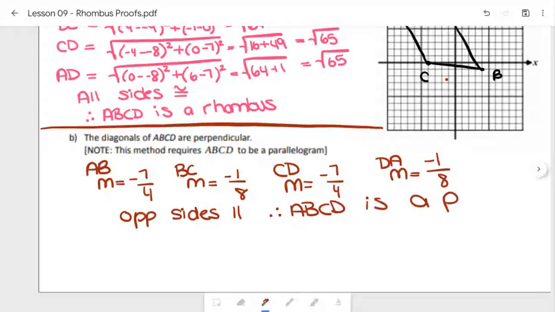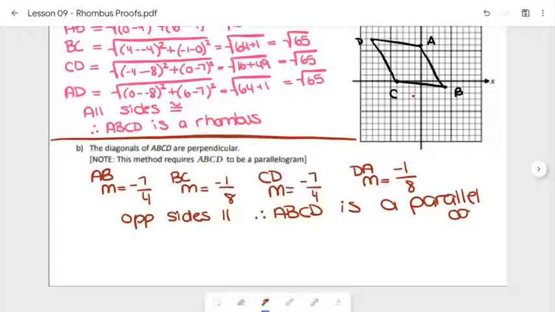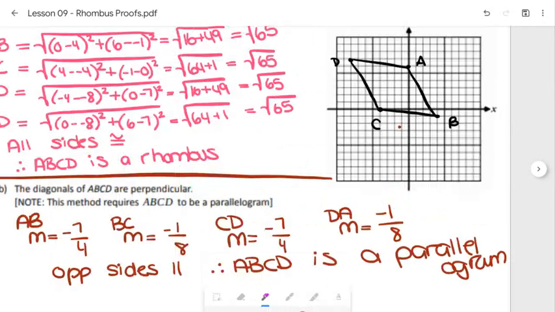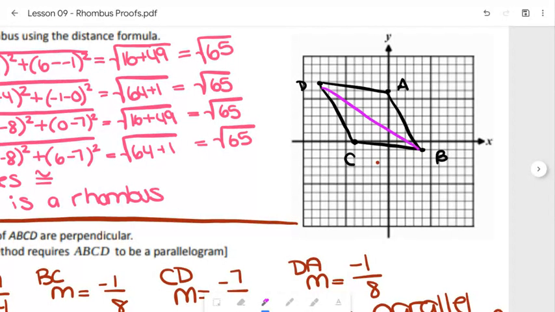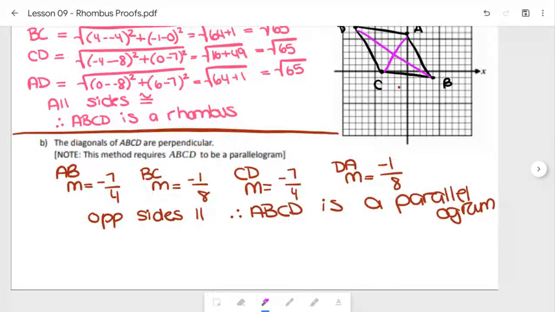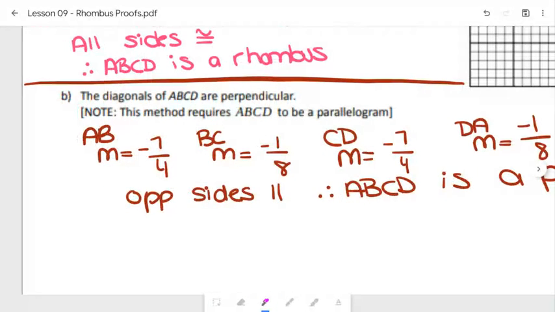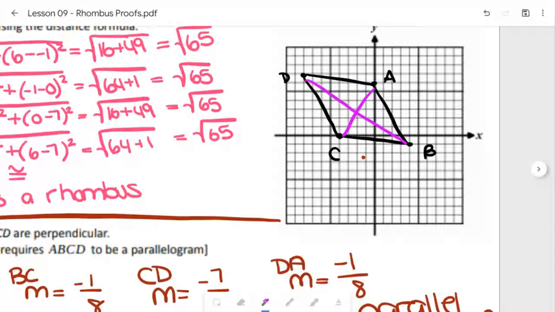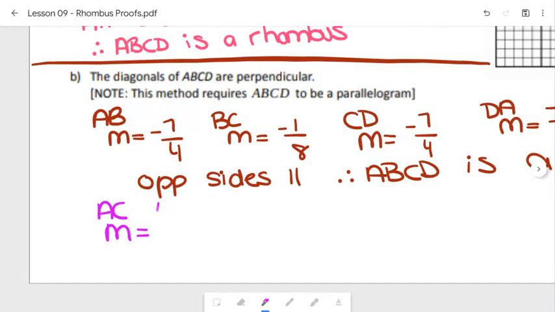Now, we know it's a parallelogram. We want to show it's got more properties so that it is a rhombus. So when I talk about those perpendicular diagonals, now when I draw that in here, I could look at those two. AC has the slope of 6/4, simplifies to 3/2.